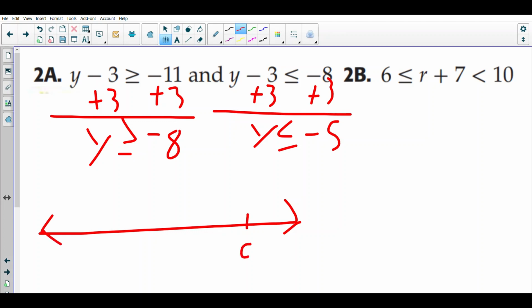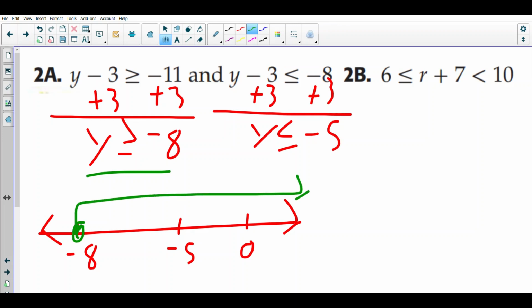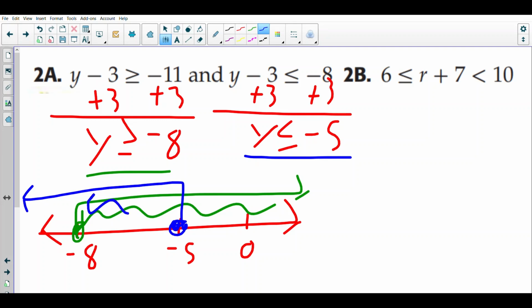So here's 0. We got -5 here, -8. I'm just doing different colors here. So -8, closed circle, follow the arrow, graph. -5, closed circle, follow the arrow, graph. And what's overlapped? Everything in black is overlapped. All right, so there we go. There is my answer.